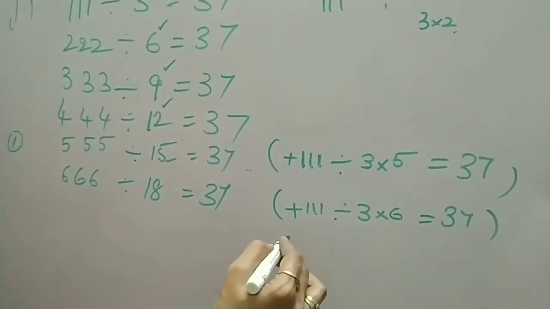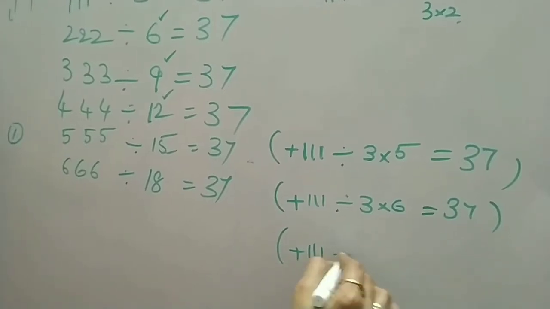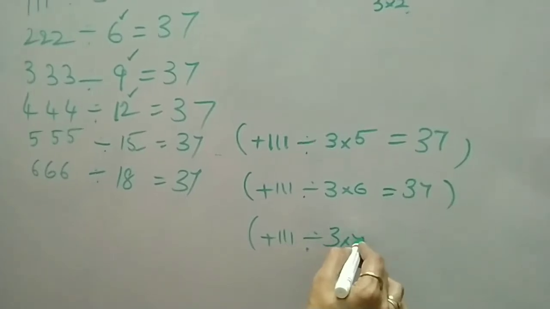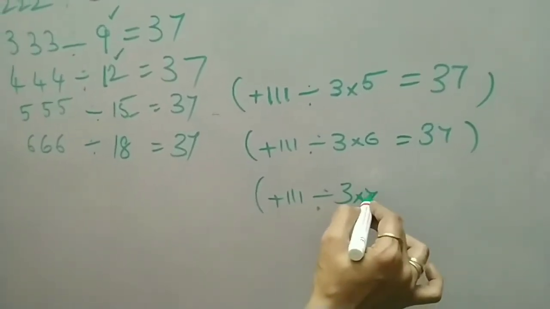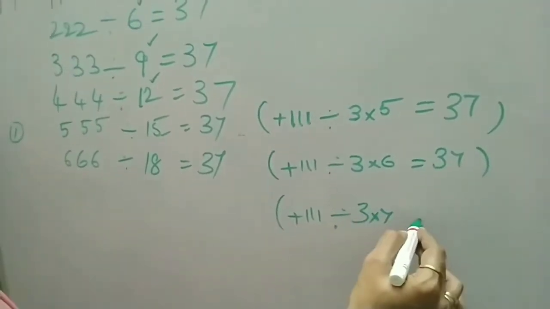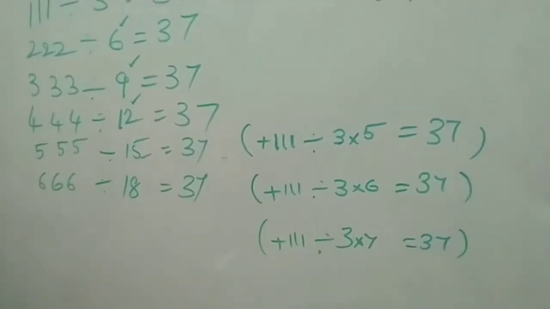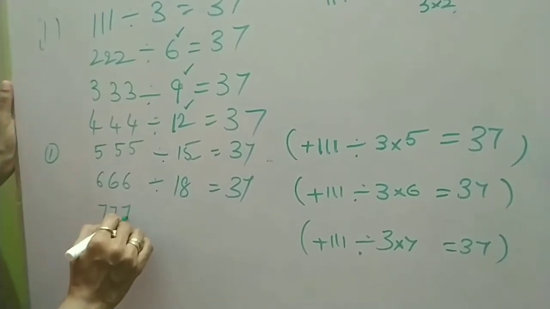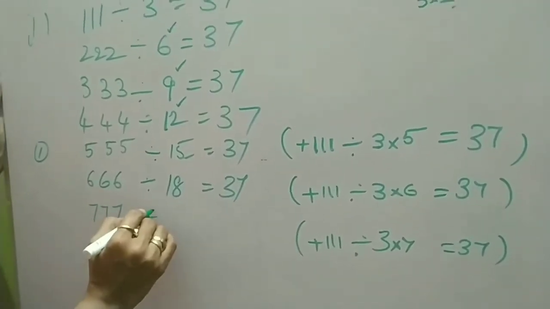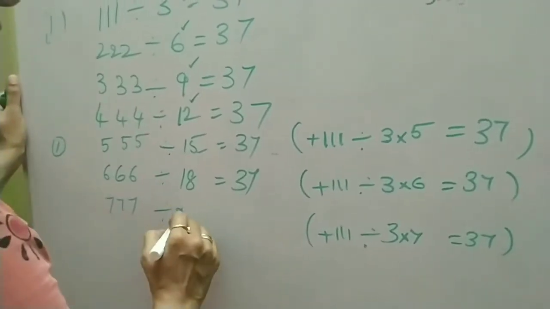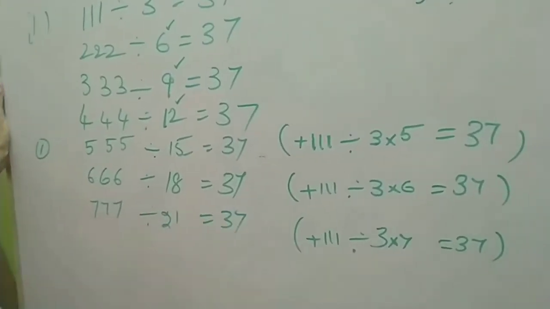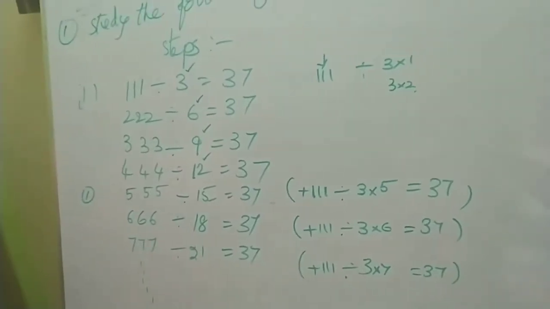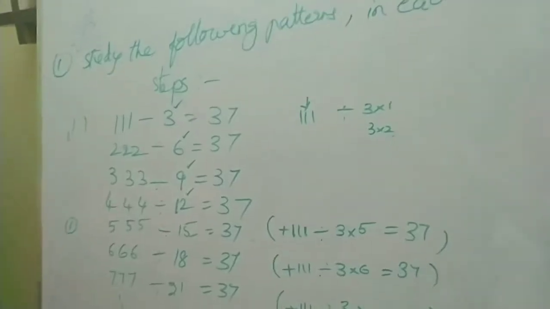After that, same thing. What we have to do? Extend. We have to add 111. After that, we have to multiply. 6 is completed. Next 7, the next natural number. So you get the same number here. By adding 111, you will get 777. That is divided by 3 into 7, that is 21. You get 37 only. Like that you can write many steps. Okay, so this is your solution.